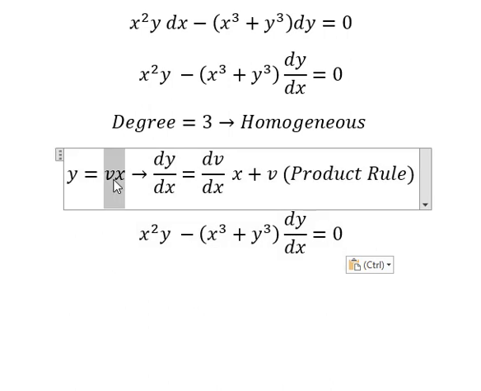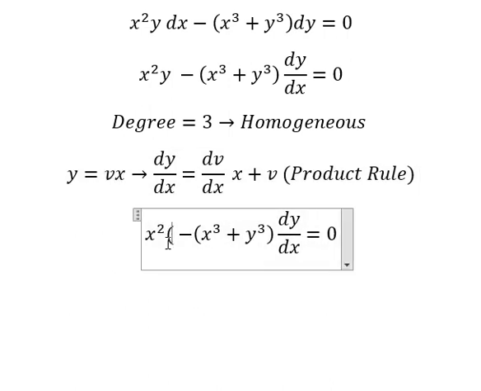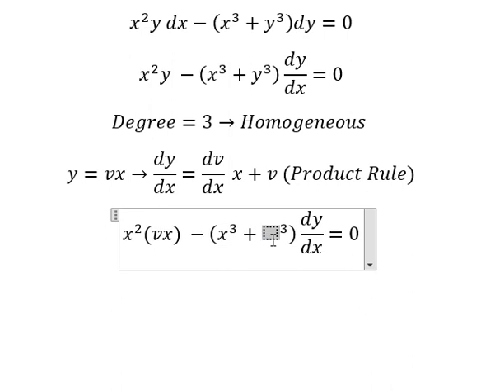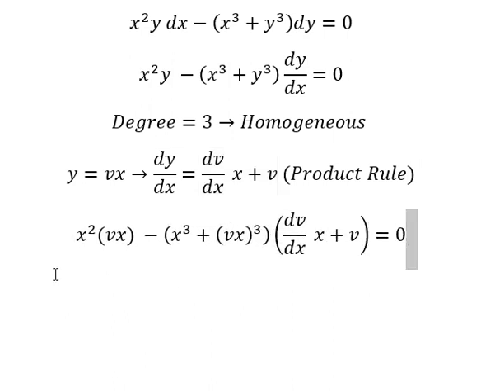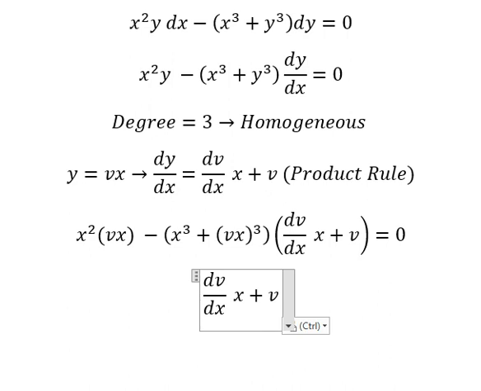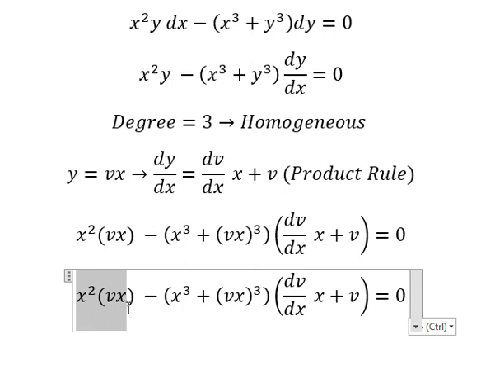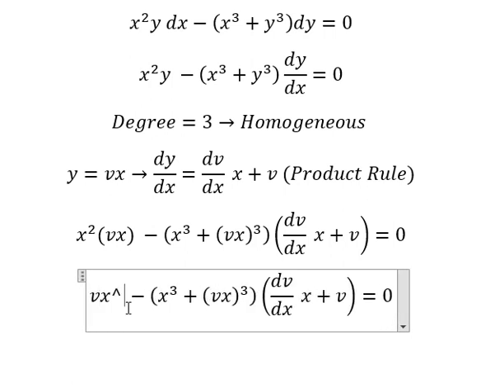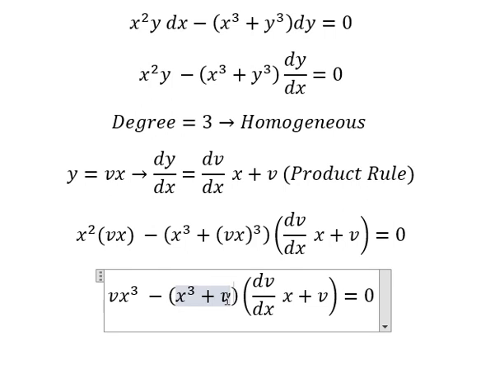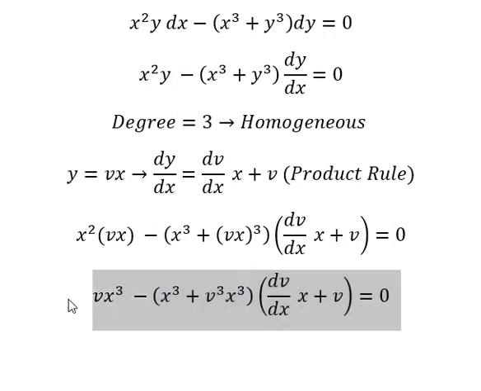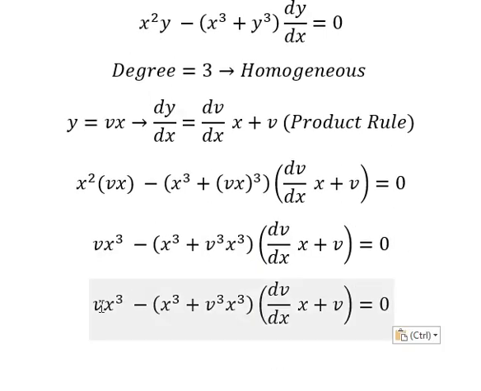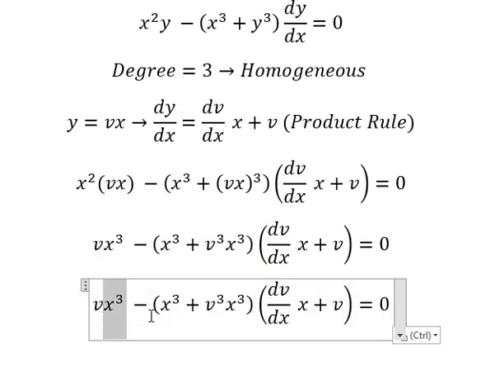So, I will put this one going here and here. This one we change by this one. So this one we have vs to the power of 3. This one we have v to the power of 3s to the power of 3. Later that, we simplify s to the power of 3 for both sides.